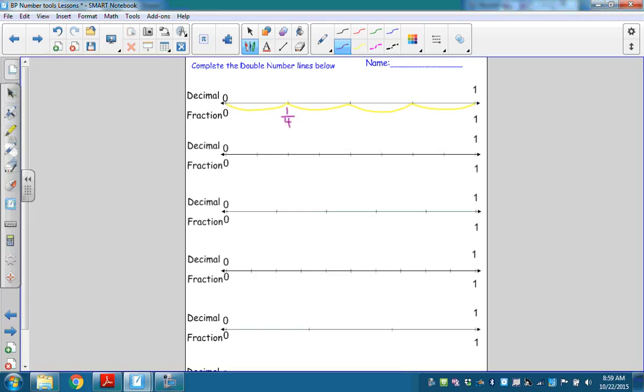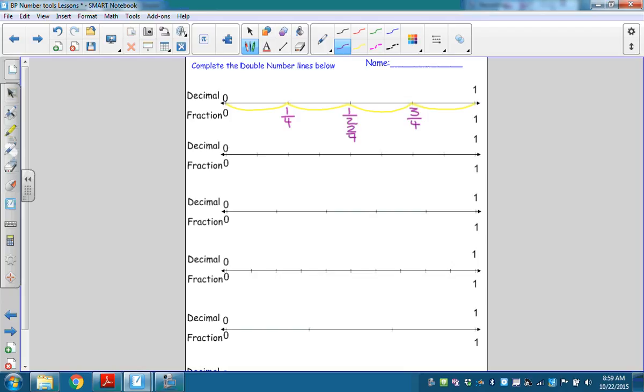This is 2/4, but we would also call it a half. And this is 3/4, and you can put 2/4 right there if that's what you're thinking. Both is great.